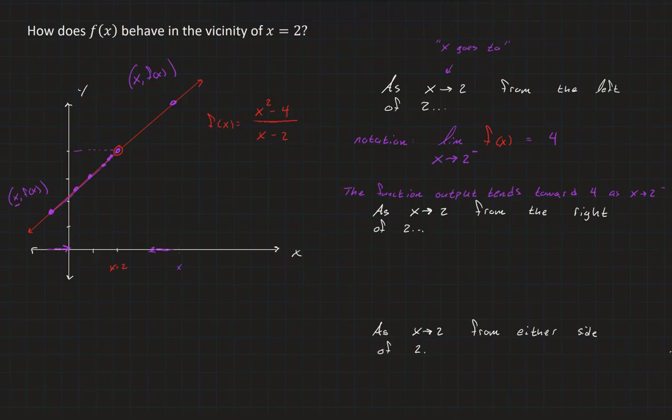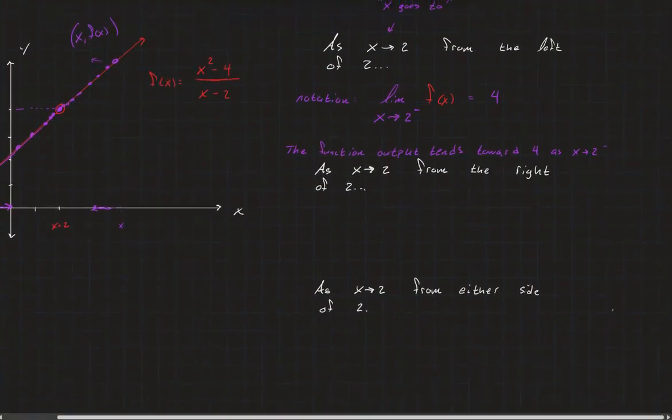So if I push my x value this way, my point is going to travel along this curve and get really, really close. Even though I can't evaluate my function at x is equal to 2, I can still describe the behavior of the function. Now, the notation is very similar.